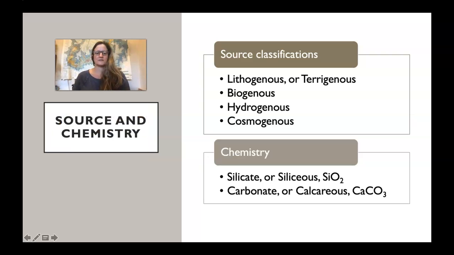Let's look at the sources. So source classifications, are they lithogenous or terrigenous, coming from the land? Biogenous, generated by biological activity? Hydrogenous are those sediments that precipitate out of seawater. Cosmogenous would be those materials that fall from outer space. So those are the sources. The chemistry of many of those sediments can be classified in two ways, either siliceous, SiO2 based, or calcareous, CaCO3 based. So calcium carbonate or a silicate.